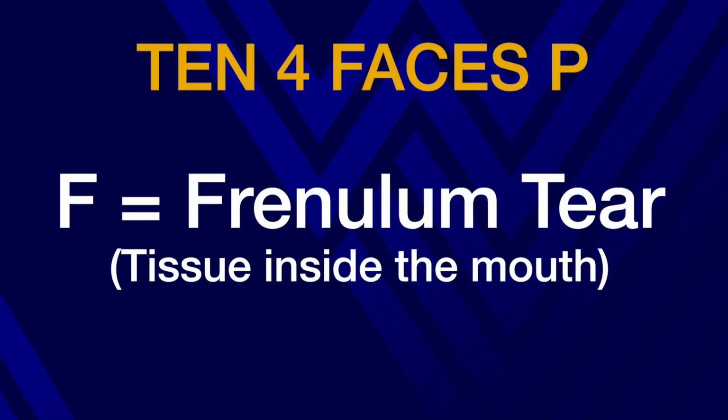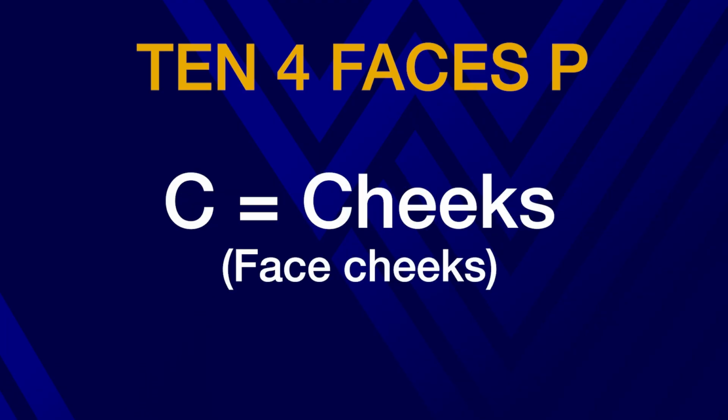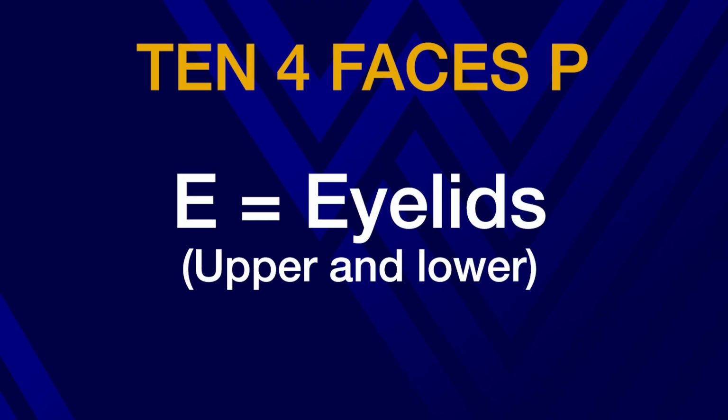FACES stands for: the F stands for a frena or frenulum tear. We have 3 of these in our mouths. They're little pieces of tissue. The A in FACES stands for bruising at the angle of the jaw. The C in FACES stands for bruising to the cheeks. And the second E is bruising to the eyelids, both the upper and lower eyelids.